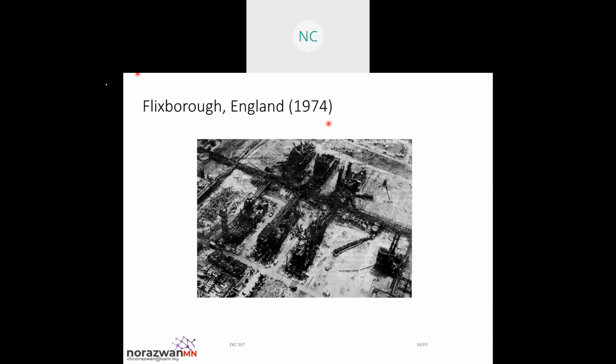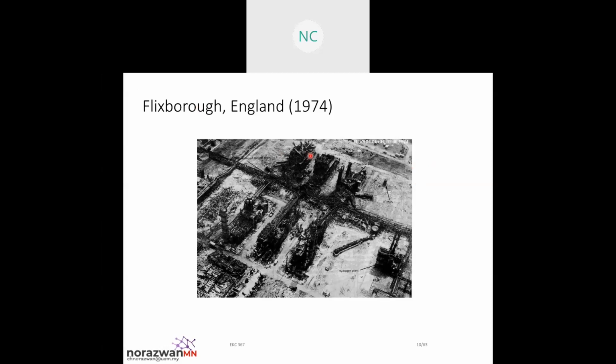If you read the article, it talks about Flixborough, and how the incident in Flixborough, England, made ISD a method to be implemented during plant design. So this is another case. Have you learned about the Flixborough incident with Dr. Azam? All right, you already learned about it.